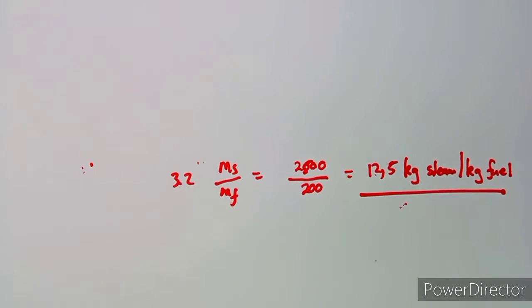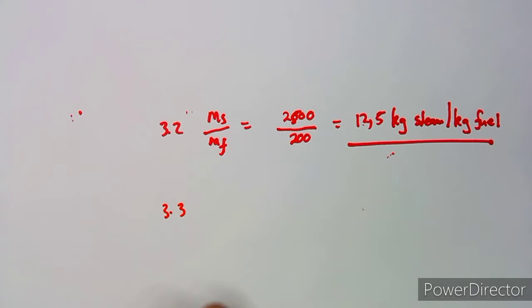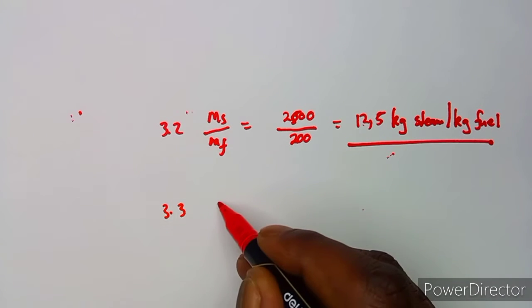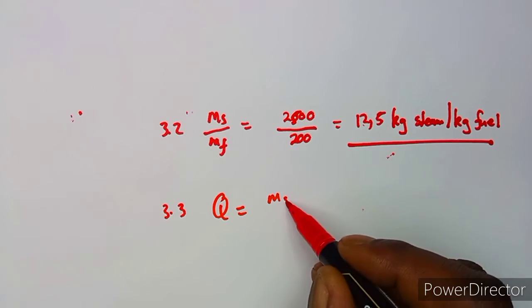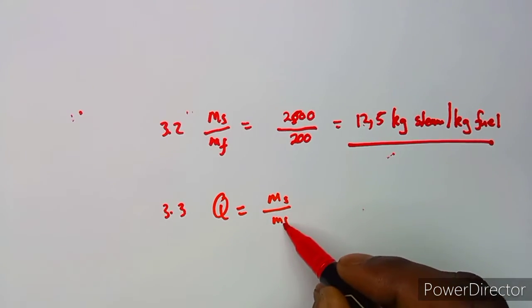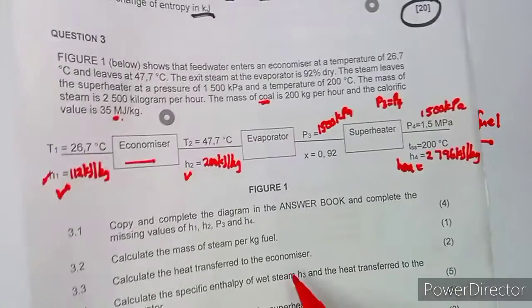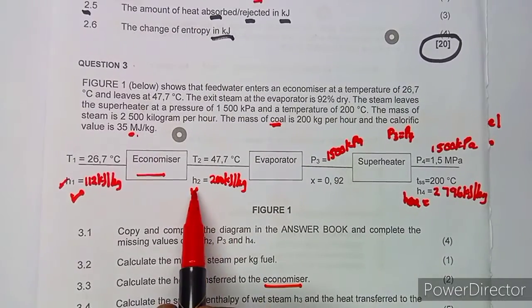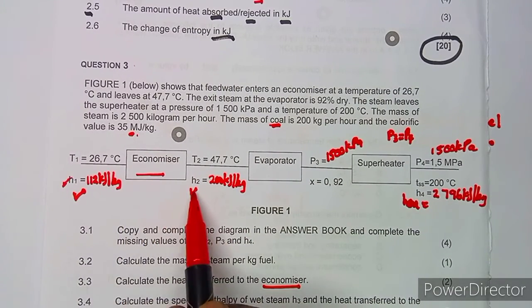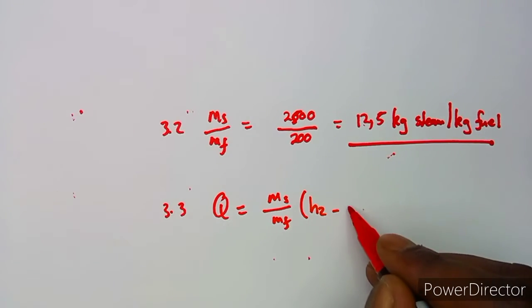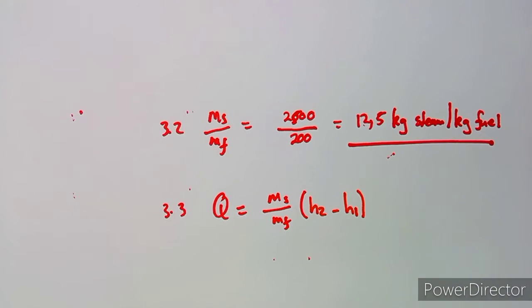So this is the formula 3.3. We said heat, so you can just write this as Q. Q is equal to the mass of steam over mass of fuel. Then since it is the economizer, you subtract the two enthalpies affecting the economizer. The economizer is affected by H2 and H1, so you subtract H2 minus H1, just like that.